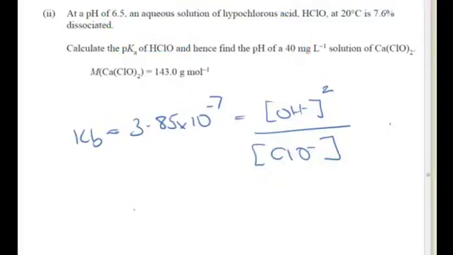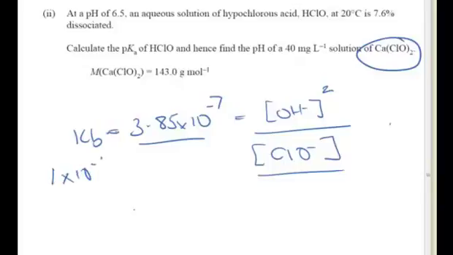Now just writing out the equation for this, because one thing that is easy to overlook is that this is actually the base. It's not HClO, it's ClO minus, so we're actually interested in the weak base formula, which is just Kb equals OH minus squared over the concentration of the base we're interested in. Now Kb we just calculate by going 1 times 10 to the negative 14 divided by the Ka, which we worked out earlier, which was 2.6 times 10 to the negative 8. So that's where that number came from.